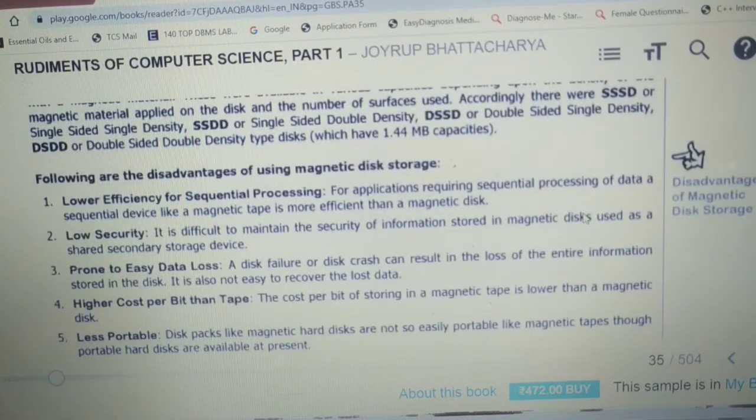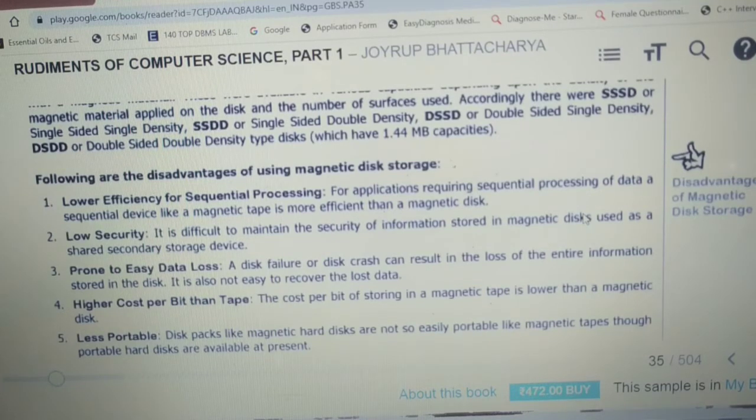Lower security, low effective sequential processing, very high cost per bit, and being less portable are the disadvantages of using magnetic disk storage.